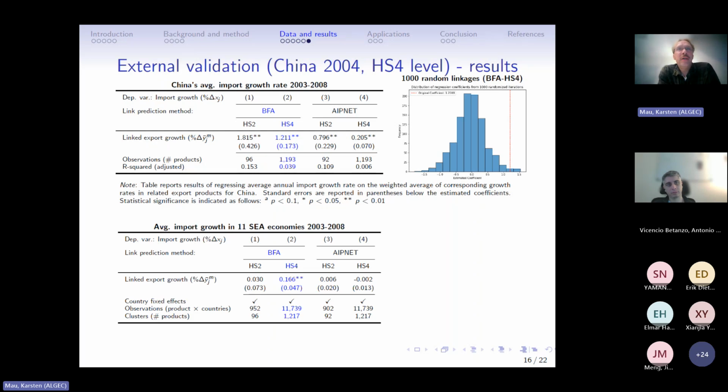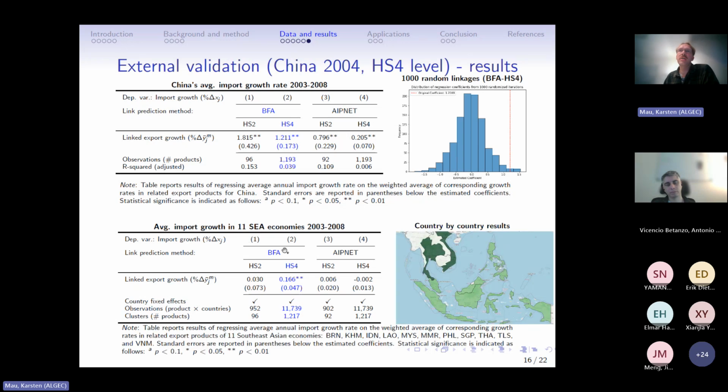And what we find here for a set of 11 different Southeast Asian economies, this is now a panel estimation, is that the external validation is much weaker. We find it again only for the 4-digit level in our backward-forward approach. But upon closer inspection, we see that this positive correlation mainly results from just a few of those 11 countries, whereas another set of those countries is not really following this mapping.